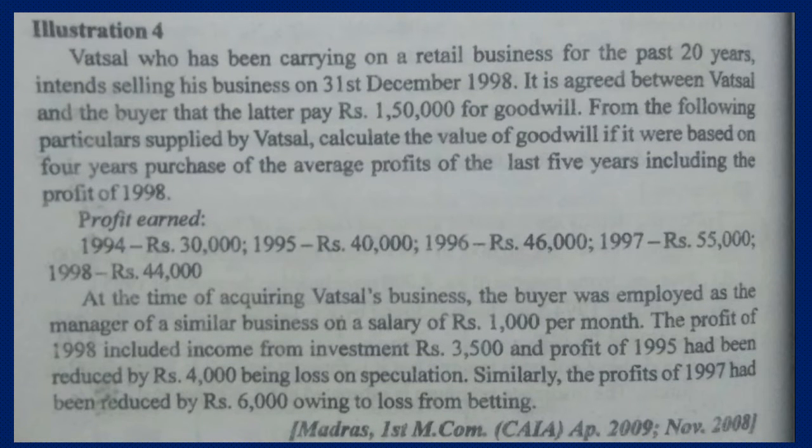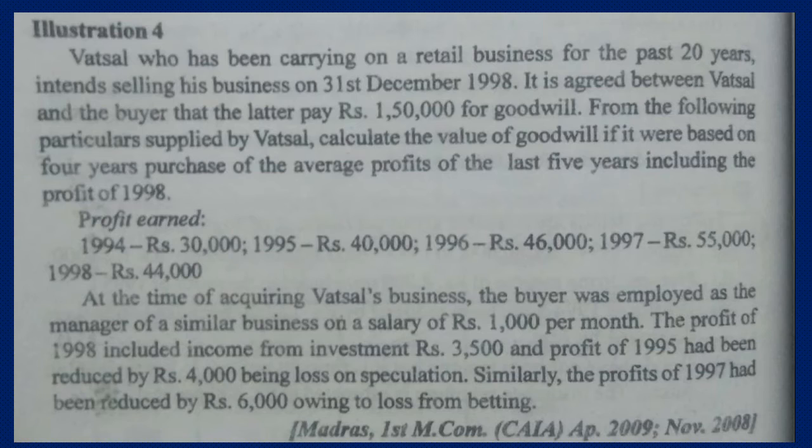Now let us go through the sum and see what the difference is. What are the important points to be noted first? Vatsal, who has been carrying on a retail business for the past 20 years, intended selling his business on 31st December 1998. It is agreed between Vatsal and the buyer that the latter pays 1,50,000 for goodwill. So which means they have already predetermined the goodwill to be 1,50,000. So it's our duty to find out and tell what is the real value of goodwill.